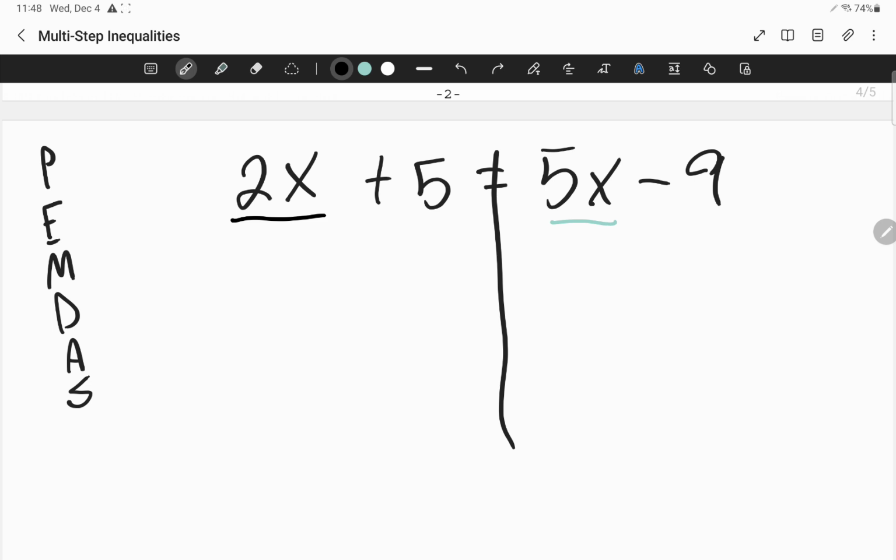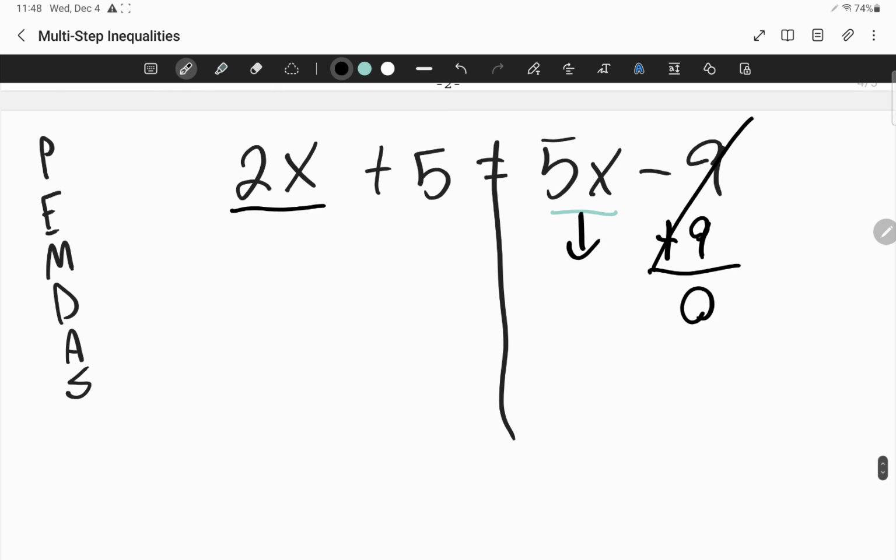Okay. All right, so now let's finally solve this one. Okay, so again, let's go ahead. I'm going to move a different number. I'm going to move the 9. Now, like we mentioned before, how do we move it? We need to do the opposite. What is the opposite of negative 9? Well, plus 9. That cancels out. That becomes 0. And we bring down the 5x. So the 5x is coming down.